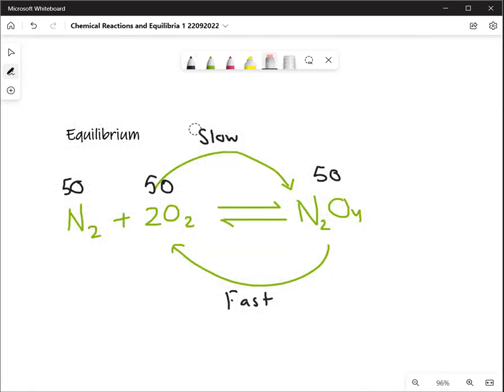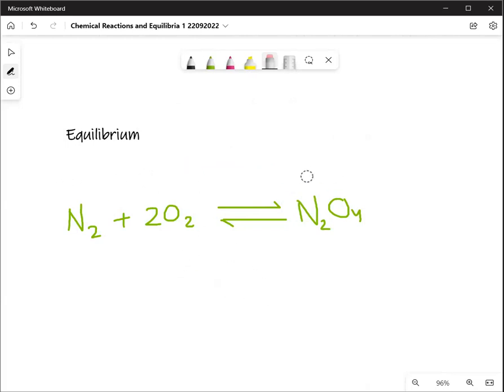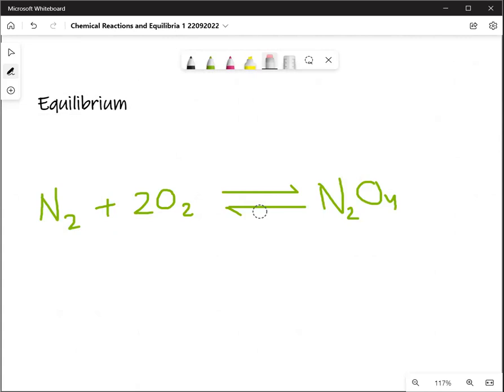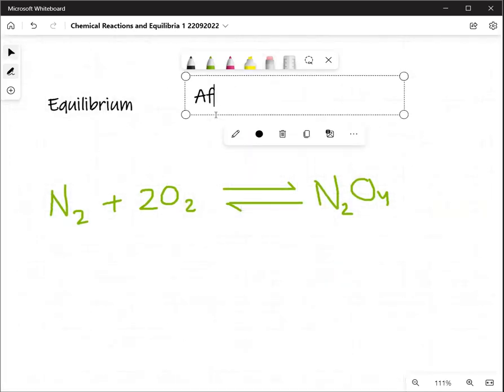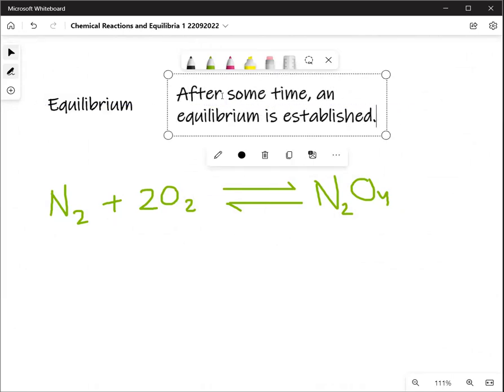What we need to realize is, if you have any reaction like this, after some time an equilibrium is established. And I want you to write down what is an equilibrium. Get your notebook and start writing.